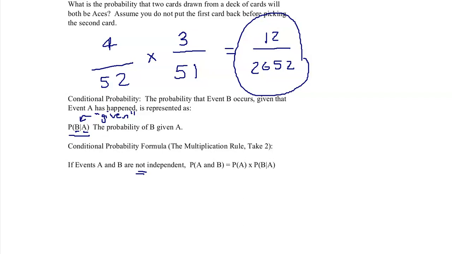So that's here our 4 out of 52. That's the probability that we get that first ace. And this is the probability that we get that second ace, given that we already picked an ace out of the deck.